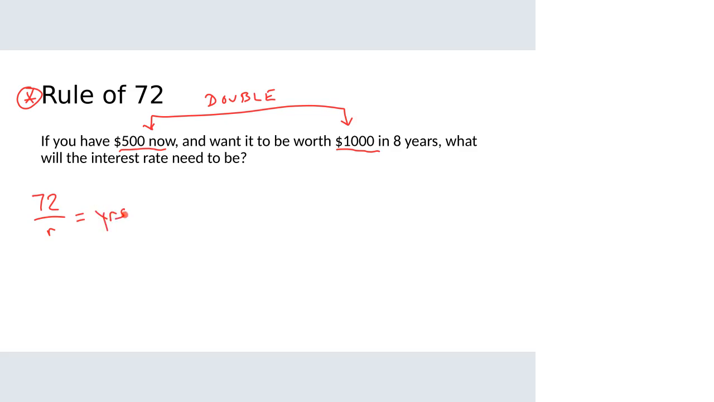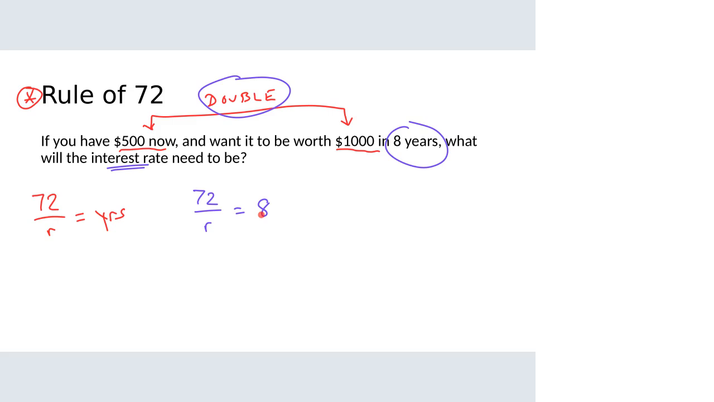Okay, now what's the rest of this question? Since you tried to put one past me on this 500 turning into 1,000, what's the rest of it? The rest of it is I want it to double in 8 years. What does the interest rate need to be? So this time it told me how many years, and I'm looking for the interest rate. Well, that's okay. There's basically just two pieces in here I don't know. As long as they give me one of them, I can find the other. This time I was given the number of years. So 72 over the rate equals 8 years.